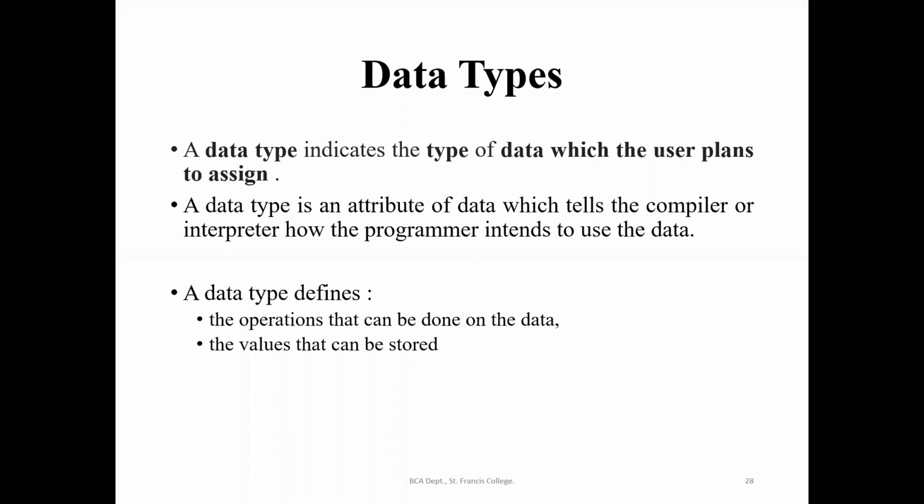To understand what type of data the user is planning to assign to a variable. So there are two things which are getting information: one is the compiler and the other is the user. If I declare a variable using a particular data type, what are the operations which I can do on that data value? What type of value can I store in that variable? These are the information which I will be getting.